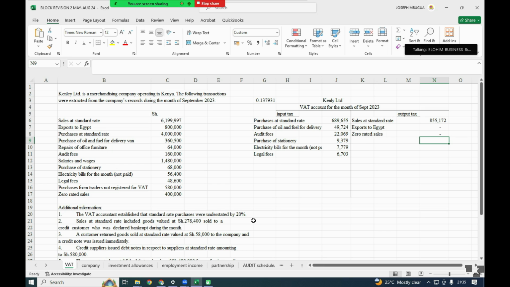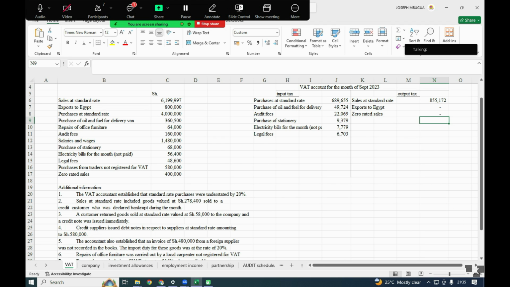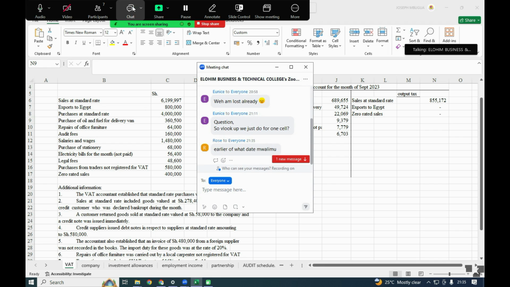Then we work with the additional notes, the ones that we have not captured, starting with note number 2 to be precise. Sales at standard rate includes goods valued at 278 sold to a credit customer who was declared bankrupt during the month. So if he was declared bankrupt, we shall claim the bad debt relief. Remember, it was included in this. There are two ways: you can put it on the credit in brackets, or you put it in the debit as a positive.